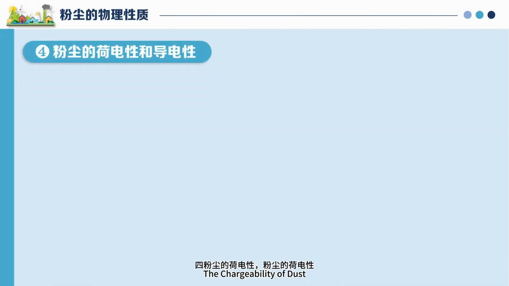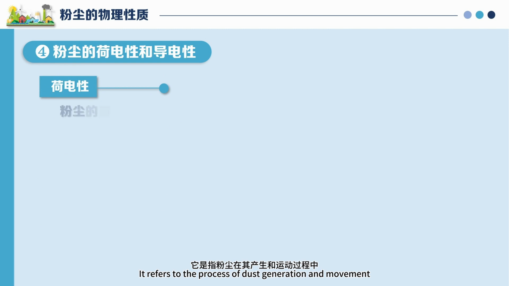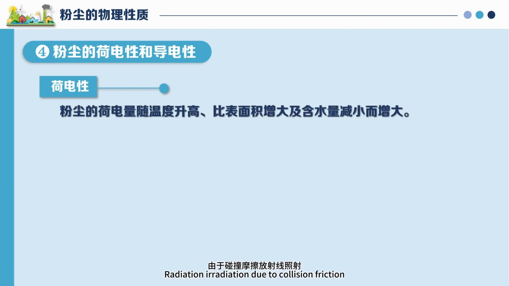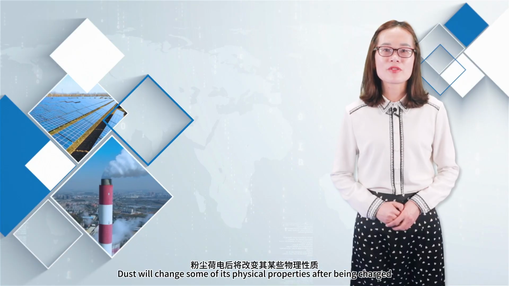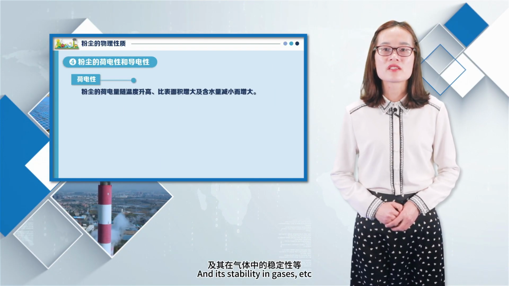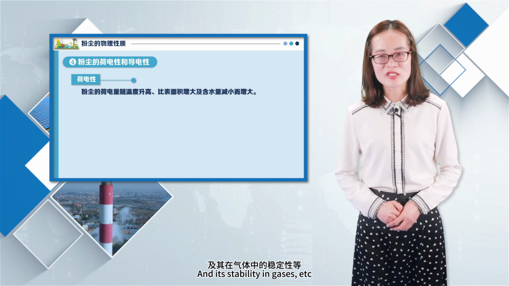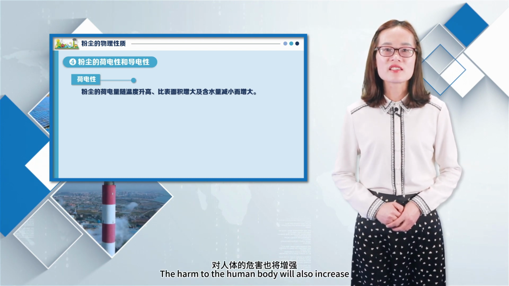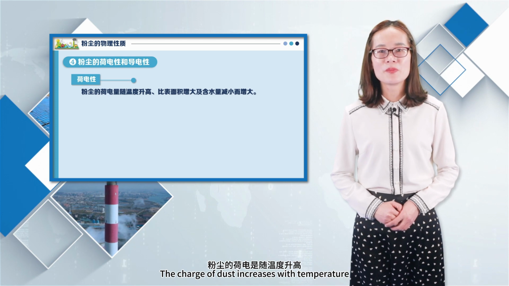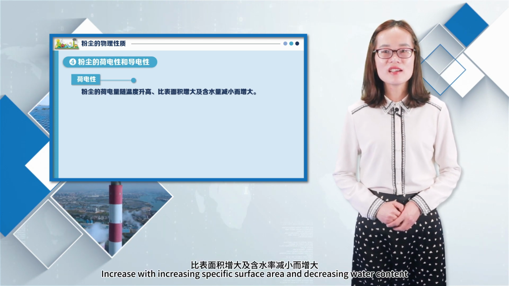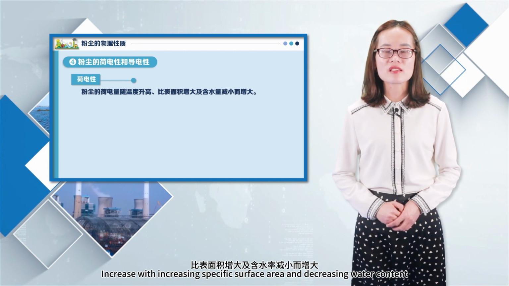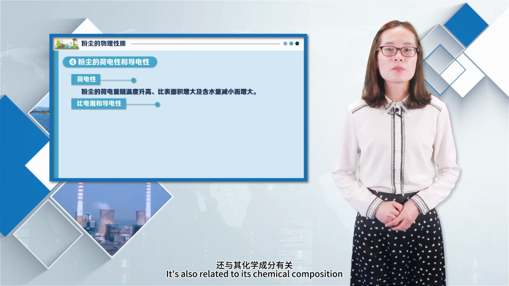The chargeability of dust. It refers to the process of dust generation and movement. Due to radiation, irradiation, collision, friction, electricity, discharge, contact with charged objects, and other reasons, almost all dust carries a certain amount of charge. Dust will change some of its physical properties after being charged, such as cohesive adhesion and its stability in gases. The harm to the human body will also increase. The charge of dust increases with temperature, increases with increasing specific surface area and decreasing water content. It's also related to its chemical composition.